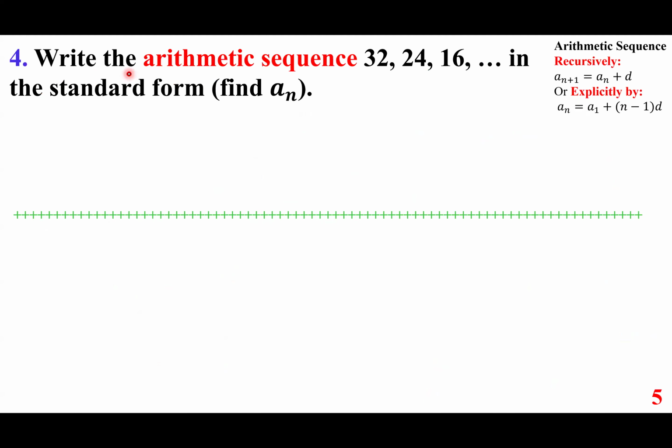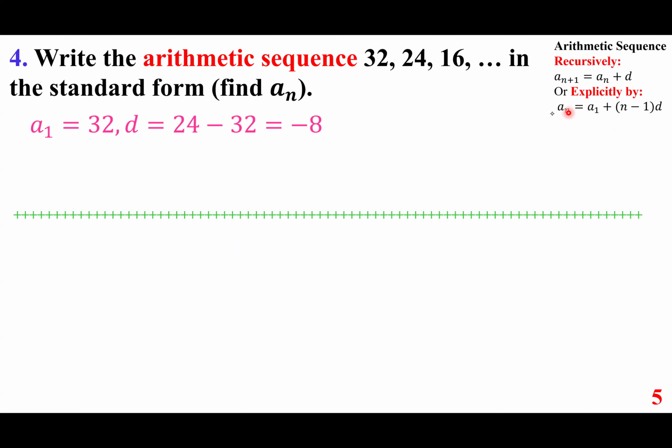Write the arithmetic sequence 32, 24, 16 in standard form and find a sub n. Again, arithmetic sequence means this recursively and explicitly. We've seen it. And so, in other words, we want to find a sub n. In other words, we want to use this formula. And so what is the first term? 32. So a sub 1 is 32. What is their common difference? The distance, 24 minus 32, or 16 minus 24. Both of them result in the same number, negative 8.